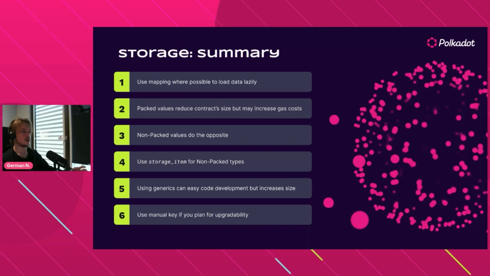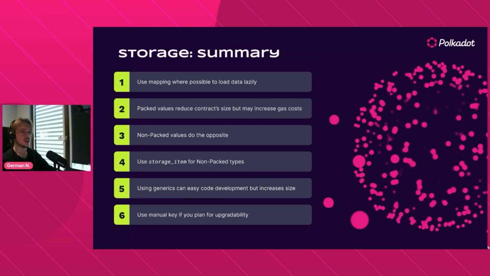Number 5, generics. Indeed, it's one of the Rust features that can definitely ease the development and reduce the line count, but it can increase the code size, and this is something you just need to beware of. It's a very nice and useful feature for development purposes and prototyping, but again, you need to weigh all the pros and cons for that.